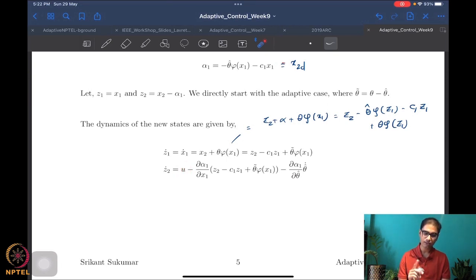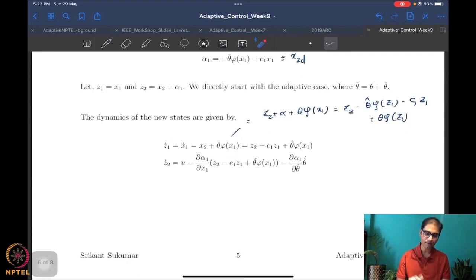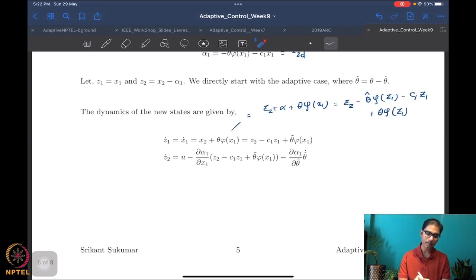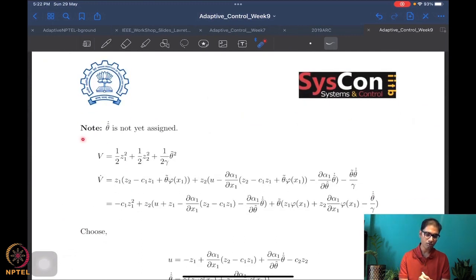And Z2 dot is X2 dot minus alpha 1 dot, where X2 dot is just the control, and alpha 1 dot has two pieces because alpha 1 is a function of X1 or Z1 and theta cap. So this is del alpha 1 del X1 times X1 dot, which is what we plug in from here, and del alpha 1 del theta cap times the theta cap dot. So we have not yet specified what this theta cap dot is, okay? We are not going to specify it now. Let's go on. So we have the dynamics in the new variables Z1 and Z2. The important thing to note is that theta cap dot is not yet assigned.